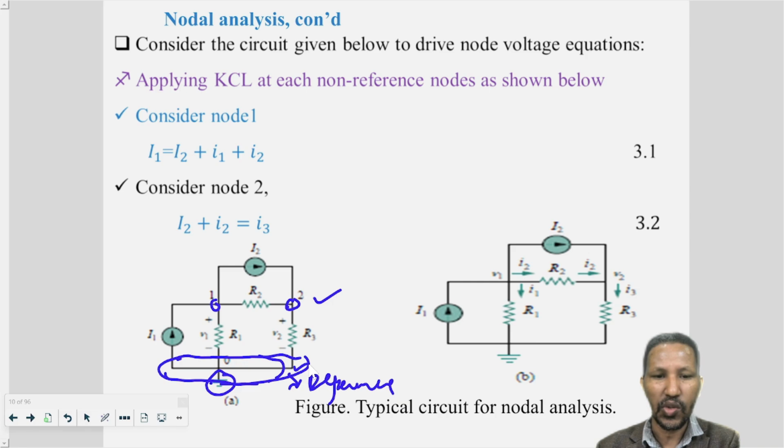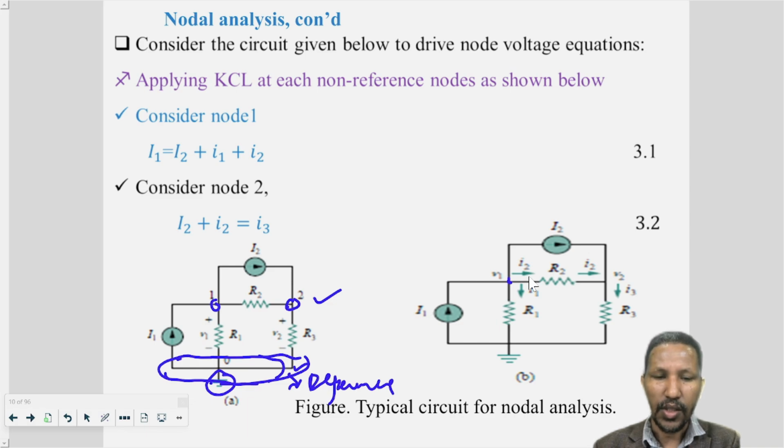For the non-reference nodes, V1 will be assigned for node 1 and V2 will be assigned for node 2. Branch currents will be assigned for these circuits, as you can see here. At node 1, capital I1 is entering the node, small I1 is leaving the node, small I2 is leaving the node, and capital I2 is entering the node.